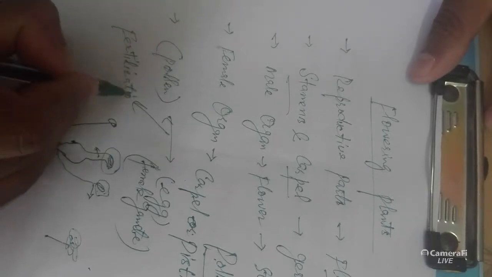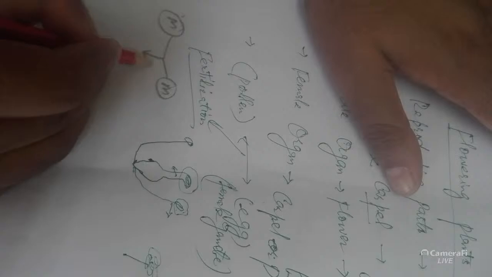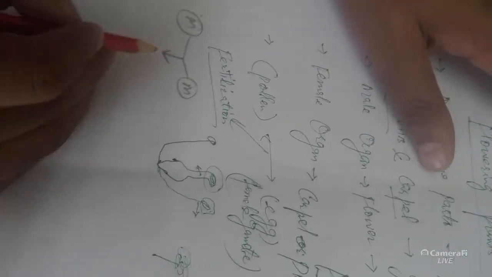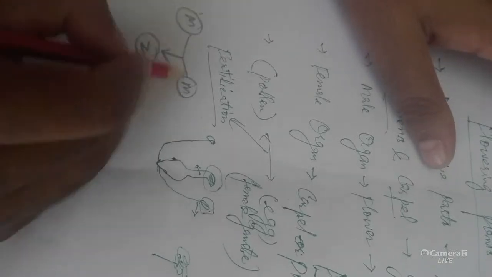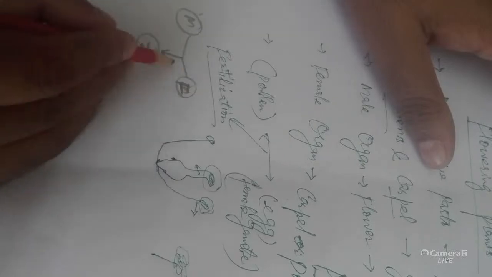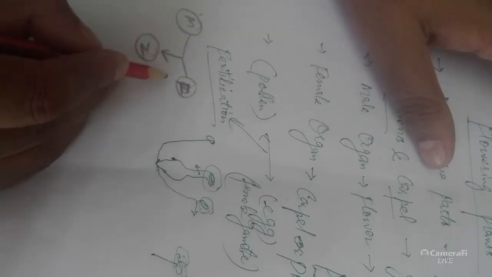Fertilization. Now what is fertilization? Fertilization is a simple term. Actually, fertilization means the fusion of the male and female cell to form the zygote. Zygote is the resultant cell which comes after the male and female gamete are fused. This overall process is called fertilization.